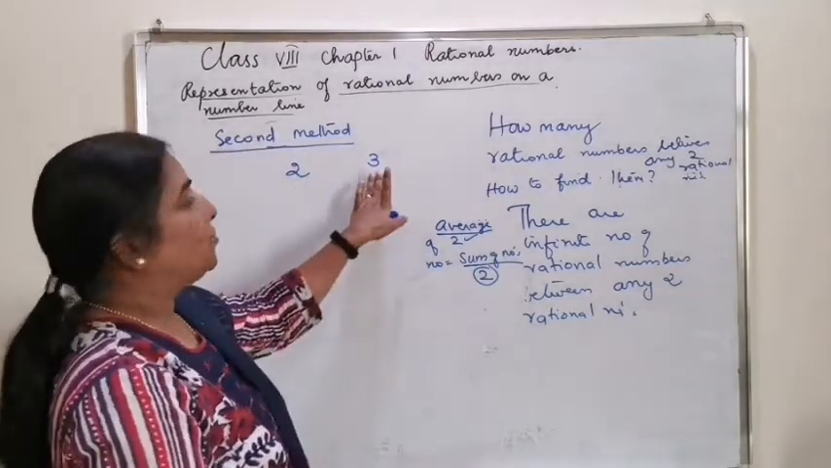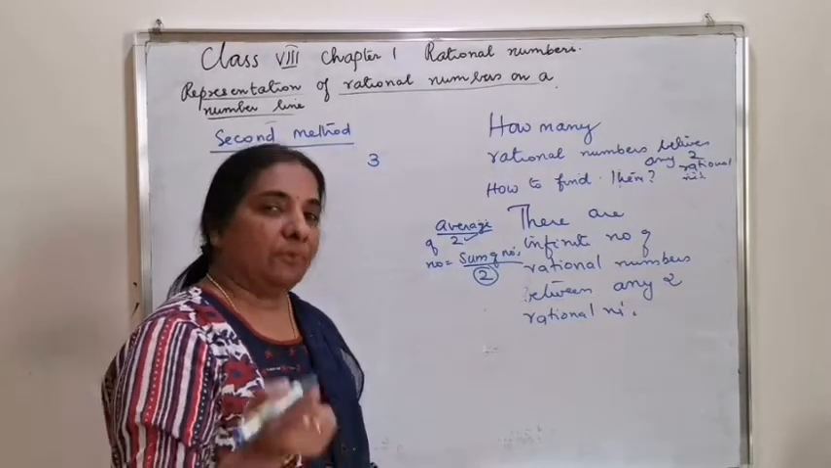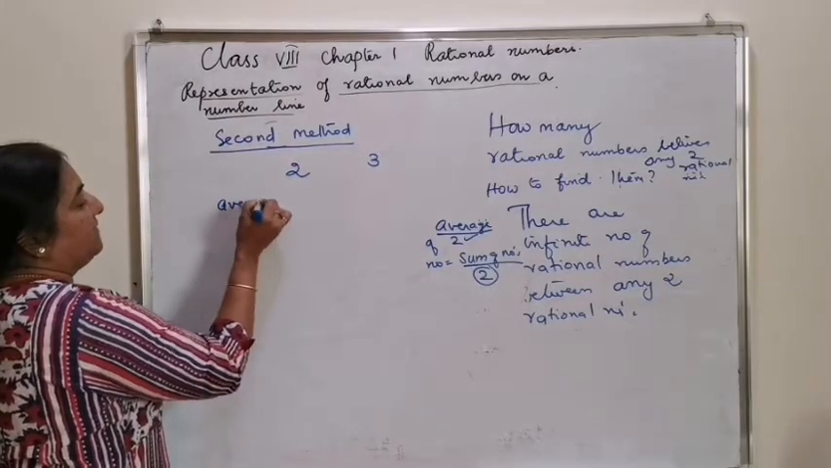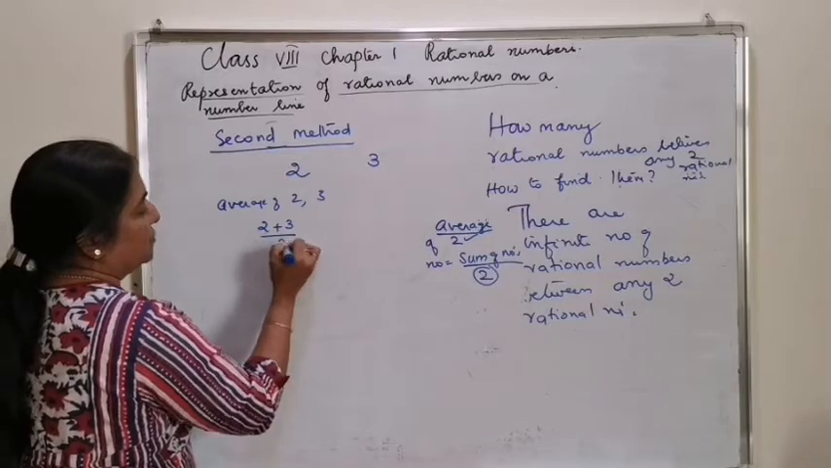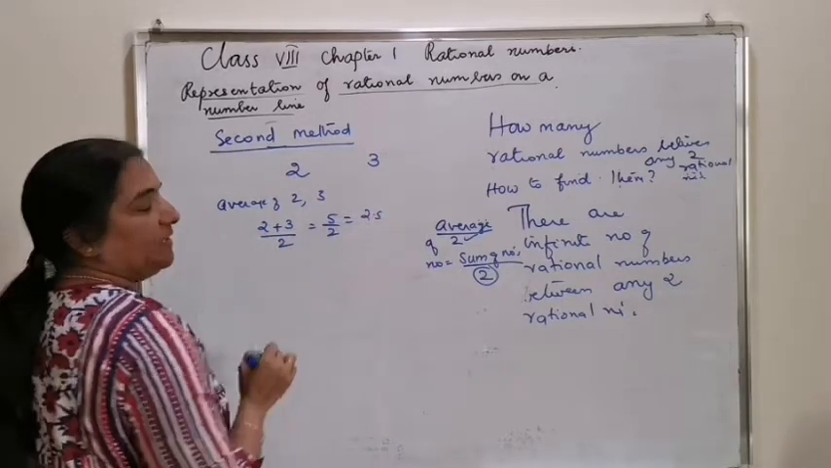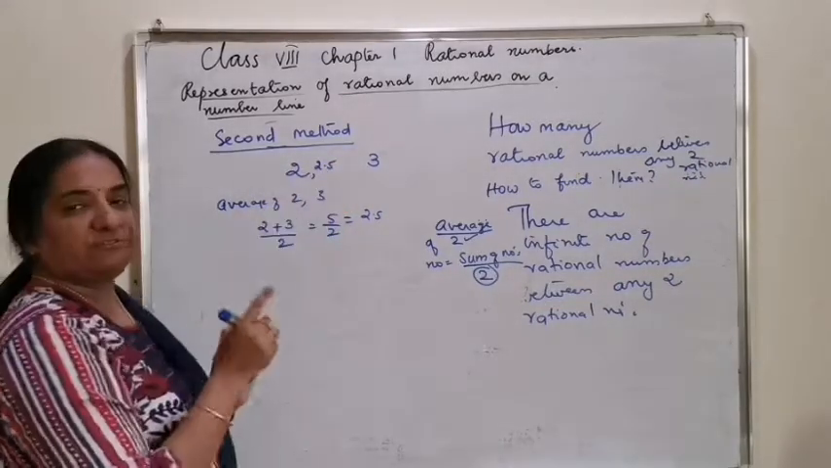Here, between 2 numbers only, so you are finding the average of 2 and 3, that would be the first number. So the average of 2 and 3 is 2 plus 3 by 2, which is equal to 5 by 2, which is equal to 2.5. That is, the first number is 2.5.